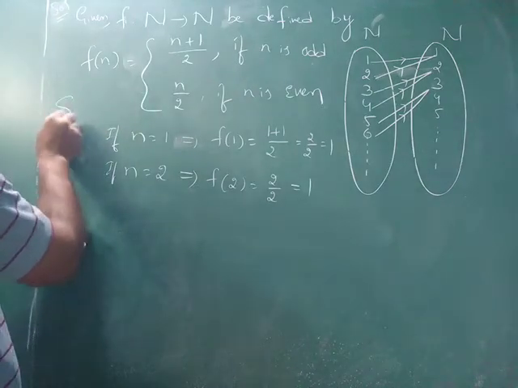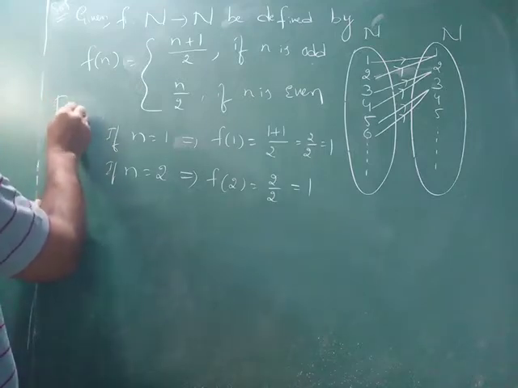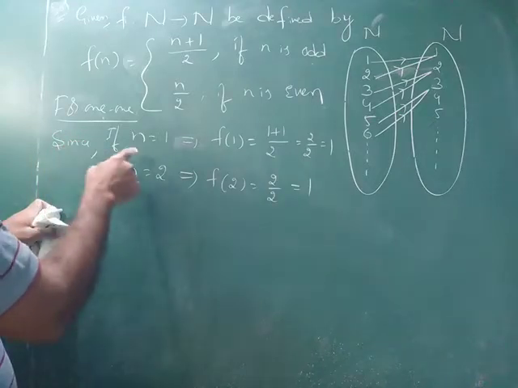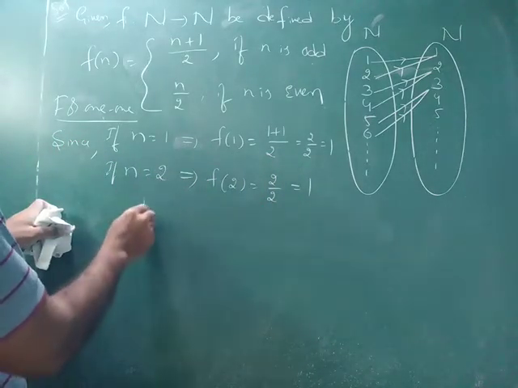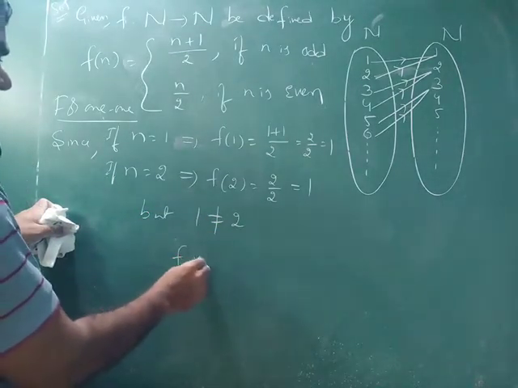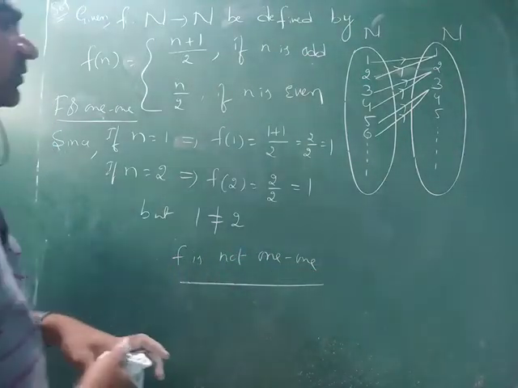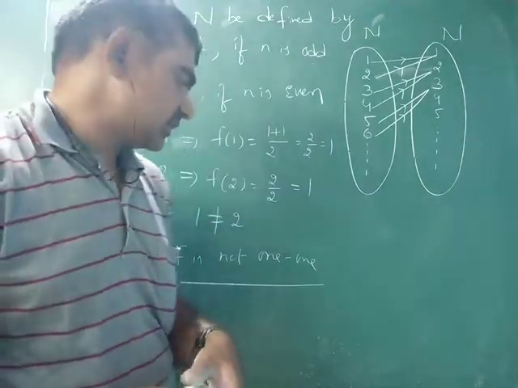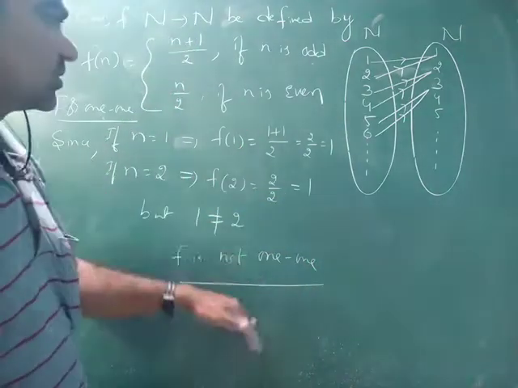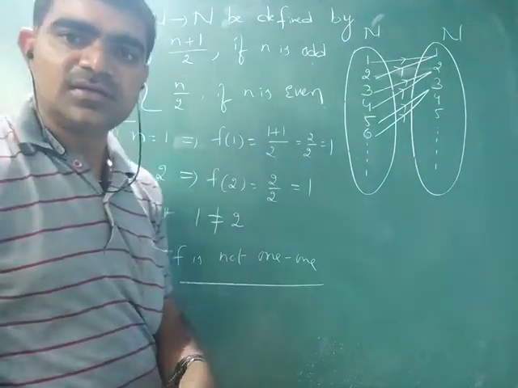Since here we will write no. What to write? For 1-1: if n equal to 1, but 1 is not equal to 2. Therefore f is not 1-1. Two different elements are having the same image. So that's why it is not 1-1. Giving one example, you take any example. You take f of 3, 2. f of 4 also 2, right? Like that.